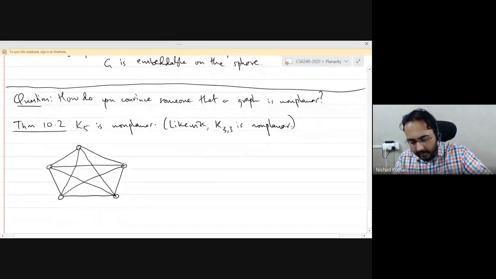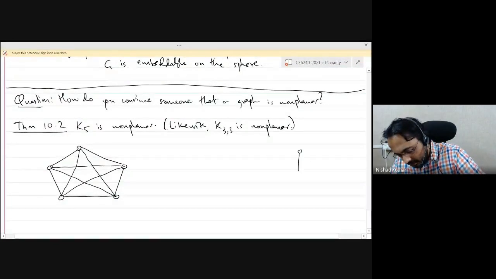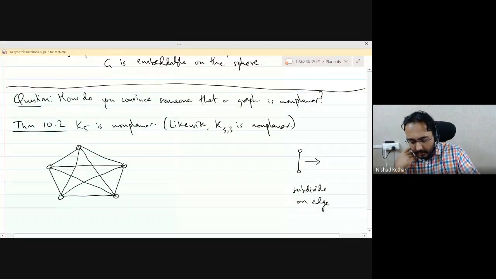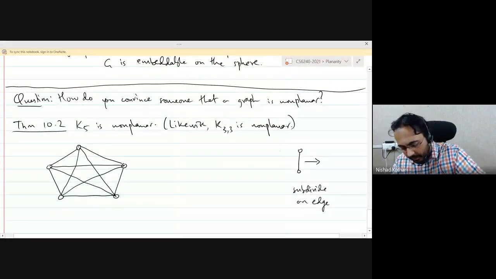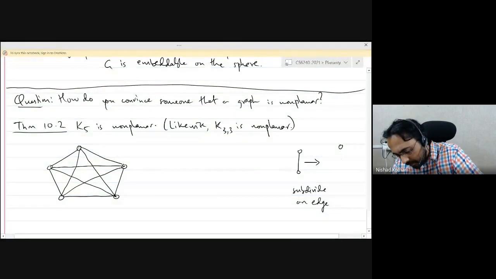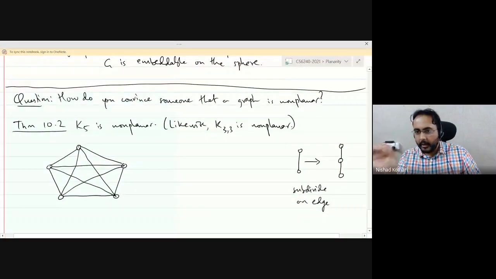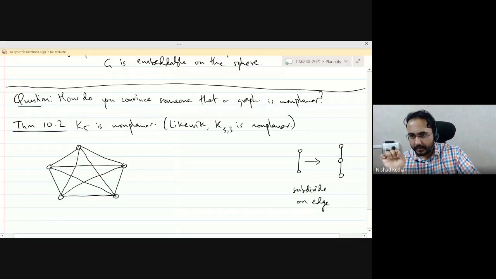I want you to recall the operation of subdividing an edge. What does it mean to subdivide an edge? We have seen this before, I guess, when we were talking about non-separable graphs or two connected graphs, I don't recall. To subdivide an edge means to insert a new vertex on that edge, right? Another way to think about it is to replace the edge by a path of length 2. Okay? But you can do this operation repeatedly.